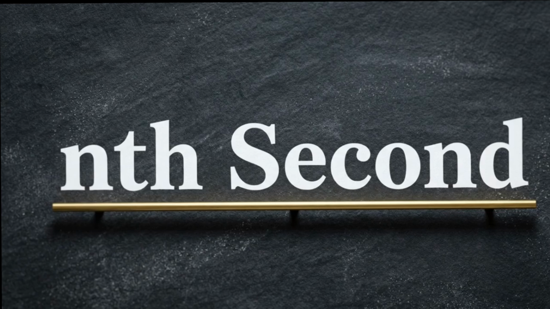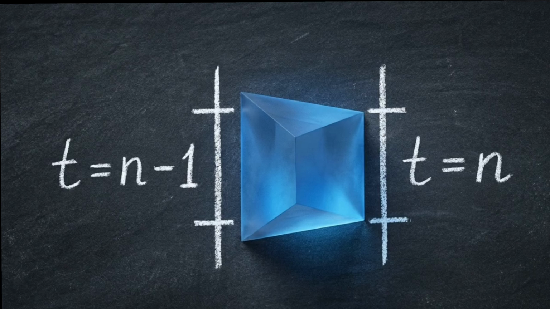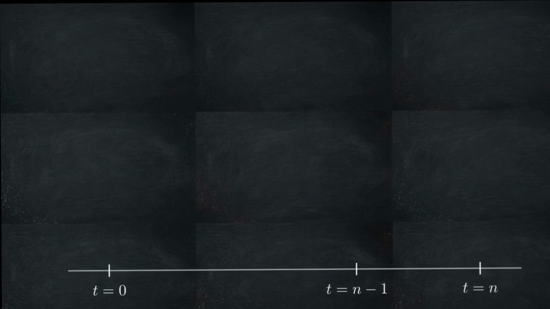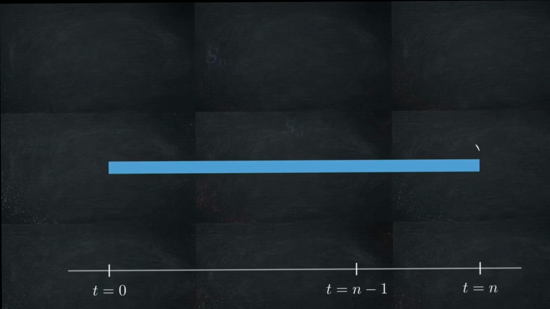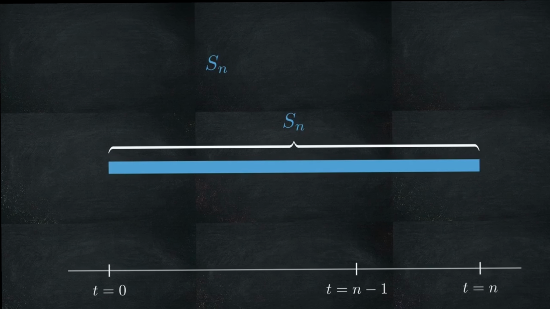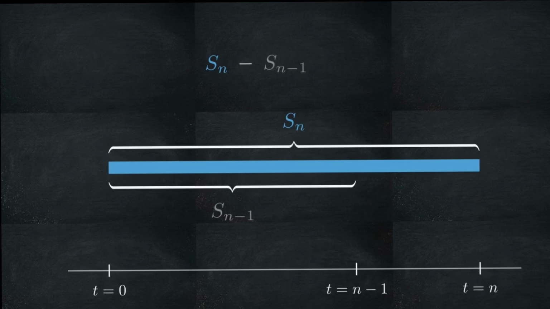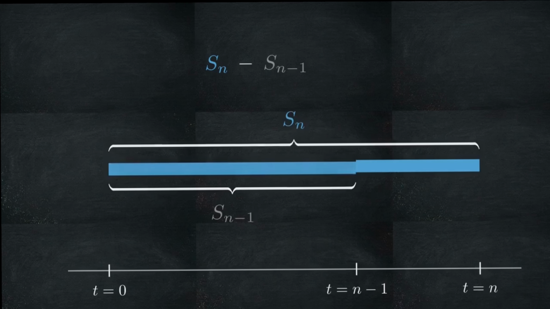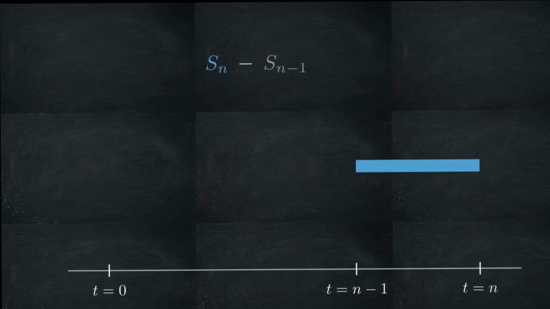To build a better tool, we need to strictly define our terms. Mathematically, the nth second refers exclusively to the duration occurring between time equals n-1 and time equals n. Conceptually, isolating this gap is an exercise in subtraction. This timeline illustrates a complete journey. Here is our total displacement up to time n, and here is the total displacement up to the start of our target interval, time n-1. Subtracting the earlier journey removes the object's history entirely, leaving us with our exact target value.